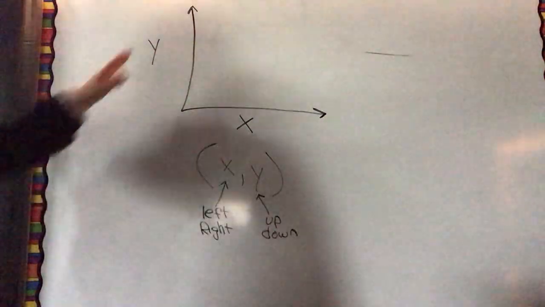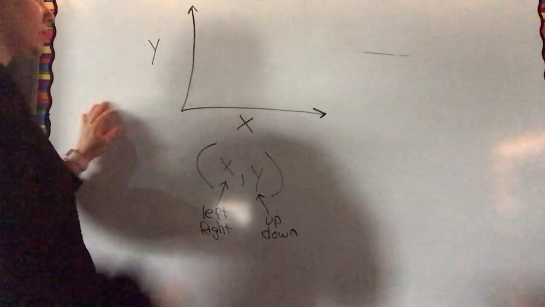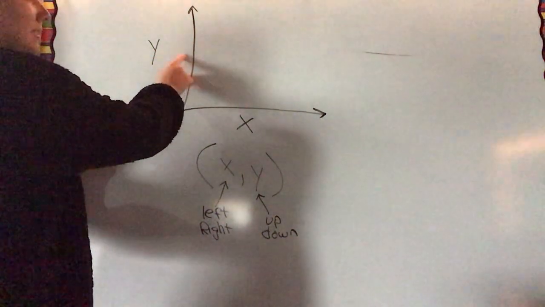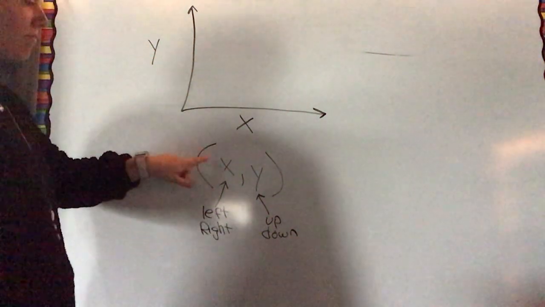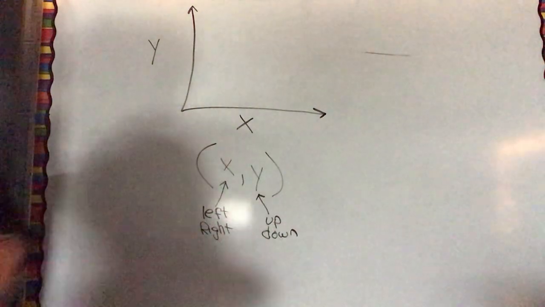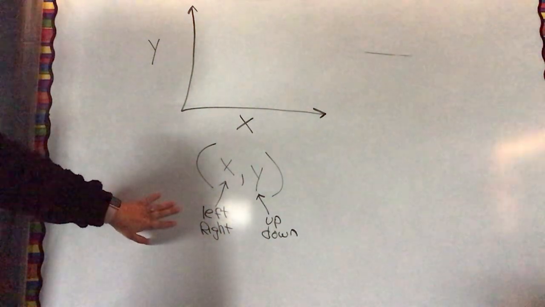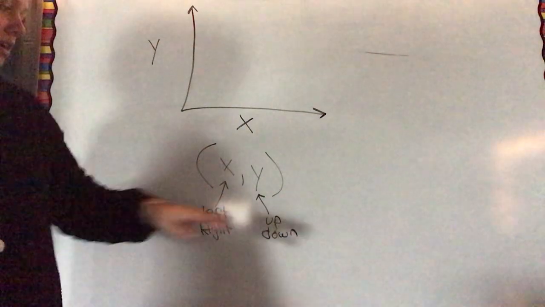Okay? So you're drawing your coordinate grid, just up and down here. Label your y-axis, label your x-axis, give me an ordered pair. We're just drawing X and Y, where X's are going to go left and right. Our Y's are going to go up and down.